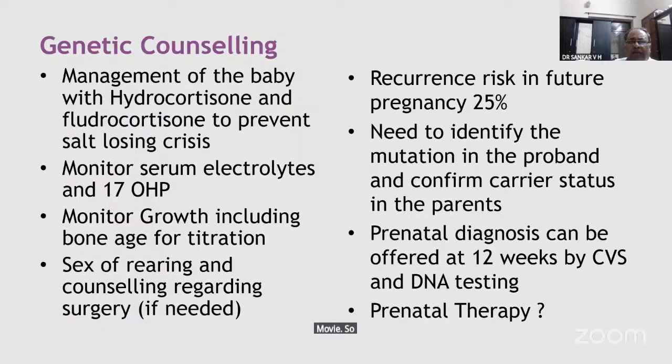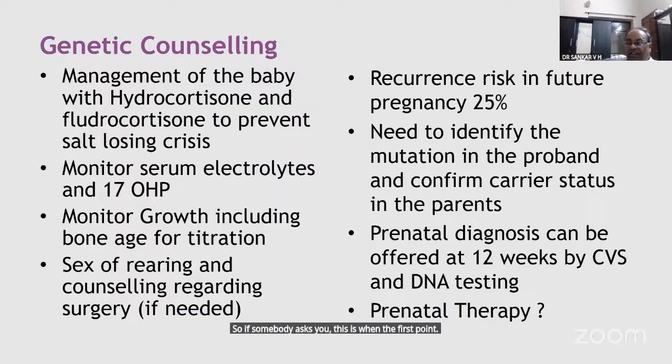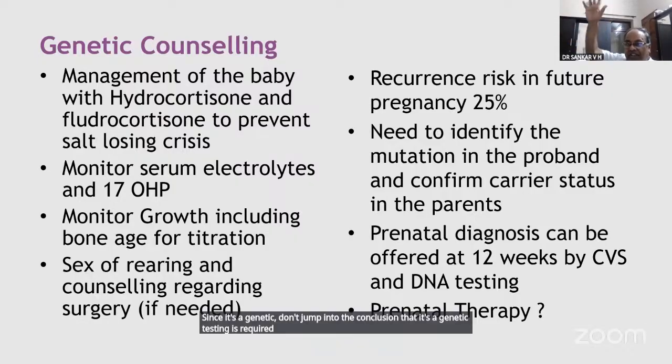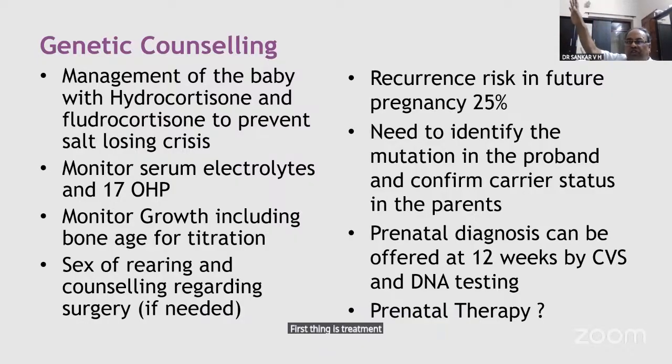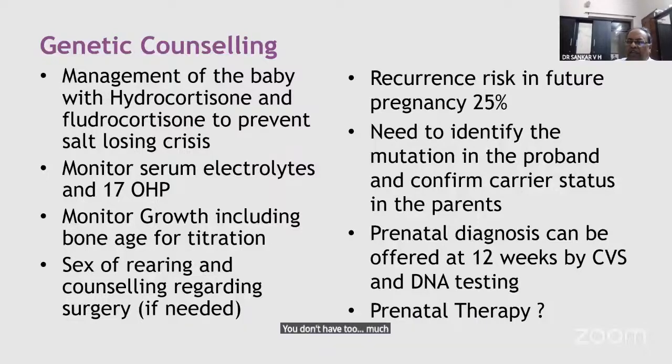So in genetic counseling, management of the baby is with hydrocortisone and fludrocortisone to prevent salt loss crisis. If somebody asks you, this should be the first point. Since it's genetic, don't jump to the conclusion that genetic testing is required. First thing is treatment of the child. Shock has to be treated, everything. Then monitor. Then about the sex of rearing in the newborn period. If it's congenital adrenal hyperplasia, you don't have much confusion except in 3-beta HSD. In most of the other conditions, the sex of rearing will be female only.